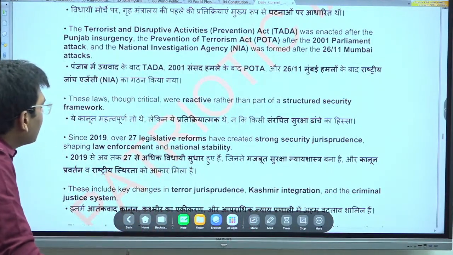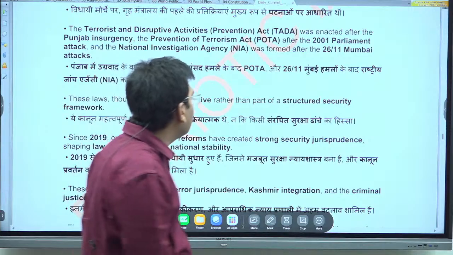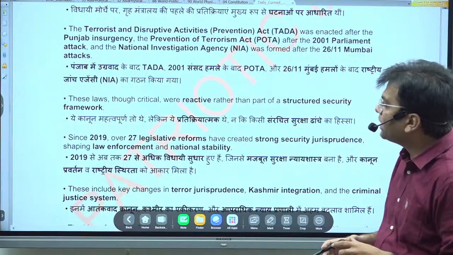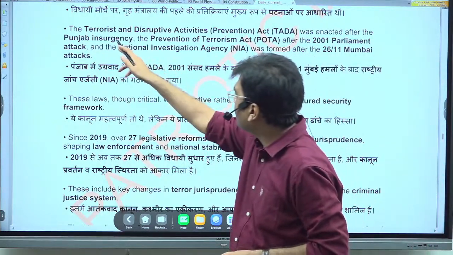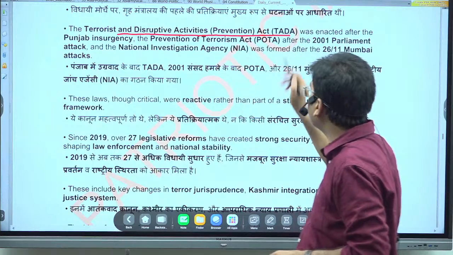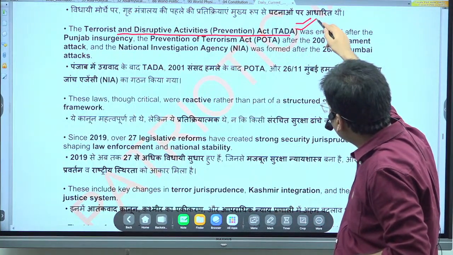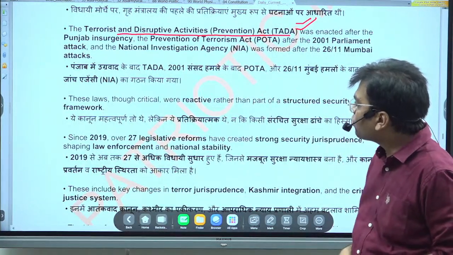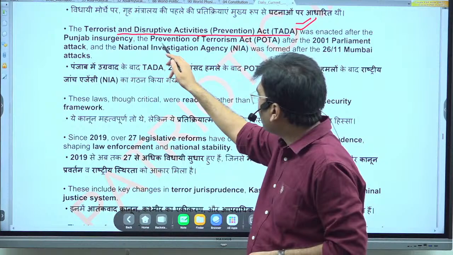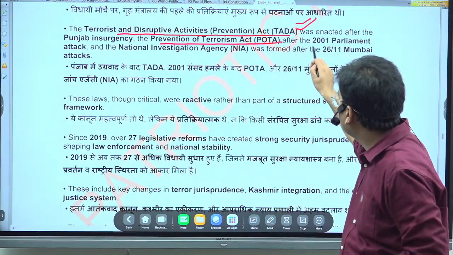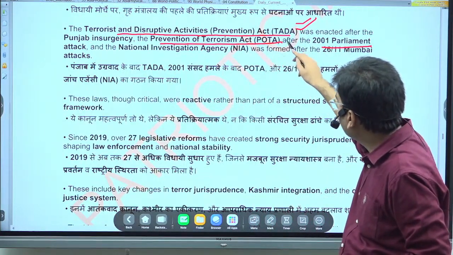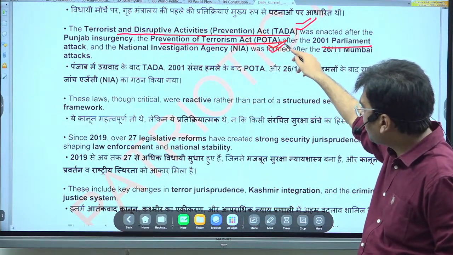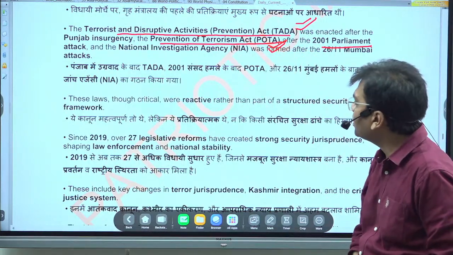Here different acts were discussed that were brought at different points of time to deal with different emergency situations. During the Punjab emergency, we brought TADA, the Terrorist and Disruptive Activities Prevention Act. This was repealed because it became so harsh and there was so much misuse of this act. Again, POTA was brought in the context of the 2001 parliament attack. And again, there was misuse of the POTA provisions by the state machinery. That's why it was also repealed.